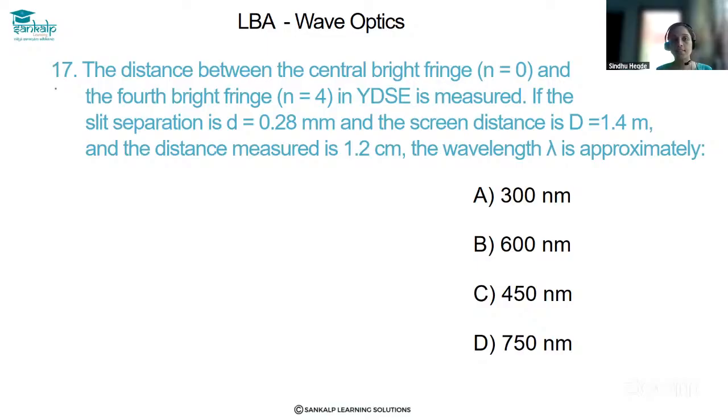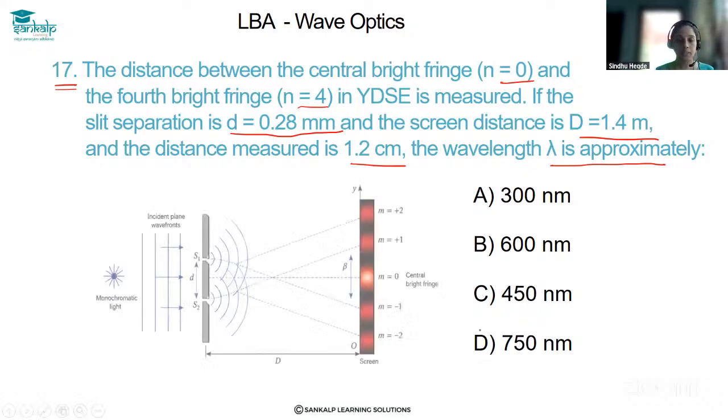Let us see question number 17. The distance between the central bright fringe, n equal to 0, and the fourth bright fringe, n equal to 4, in YDSE is measured. If the slit separation d is equal to 0.28 millimeter and the screen distance D is 1.4 meter and the distance measured is 1.2 centimeter, the wavelength lambda is approximately option A 300 nanometer, option B 600 nanometer, option C 450 nanometer and option D 750 nanometer.